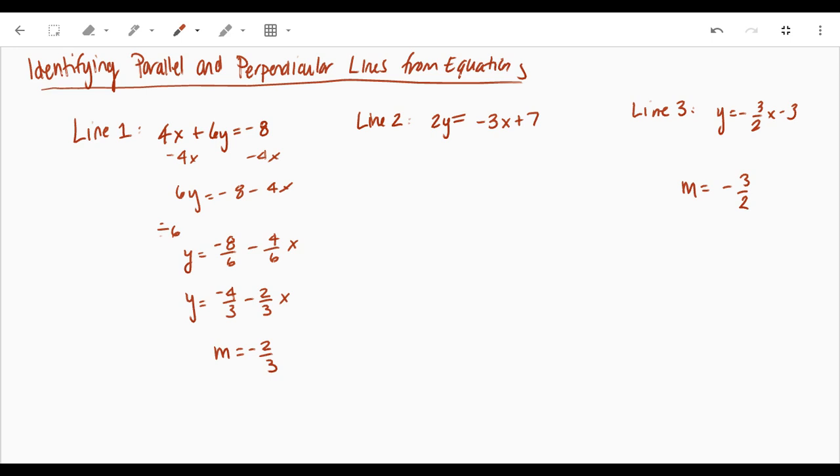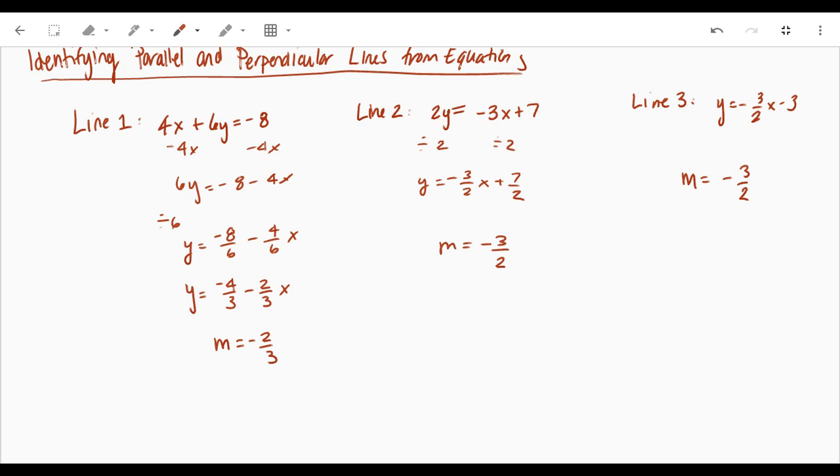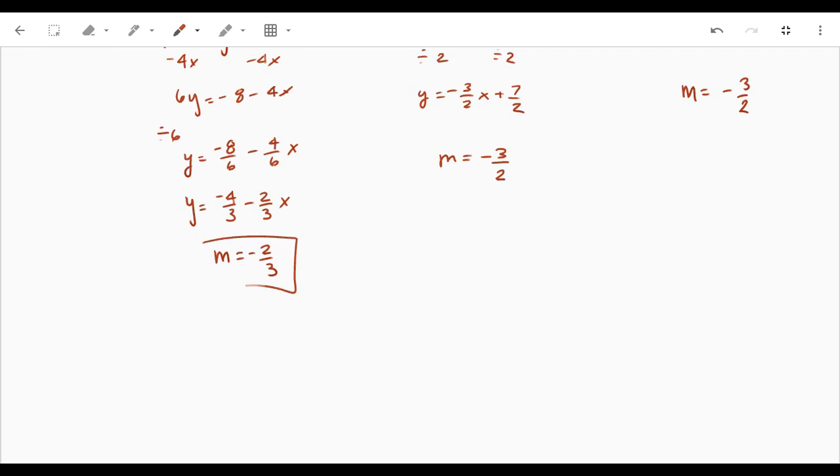And then line 2, divide everything by 2. That's all you need to do. So y is negative 3/2 x plus 7/2. So there the slope is negative 3/2. Okay? And so then they have you make the different combinations here. So just look at the slopes.